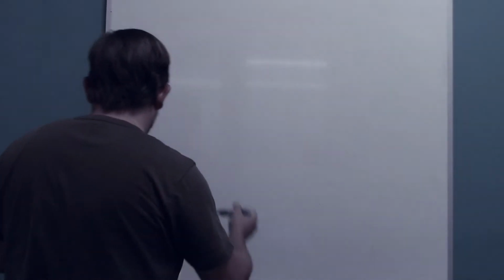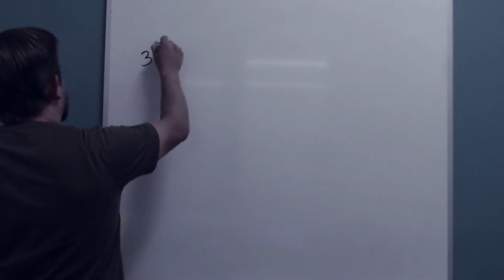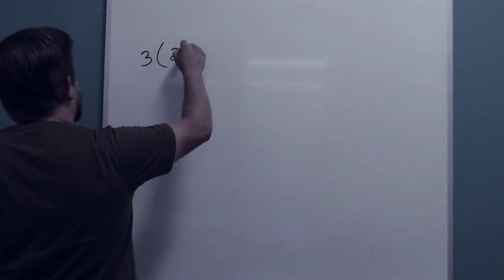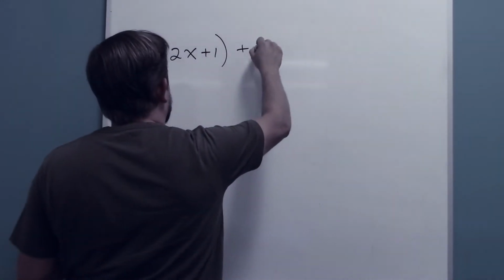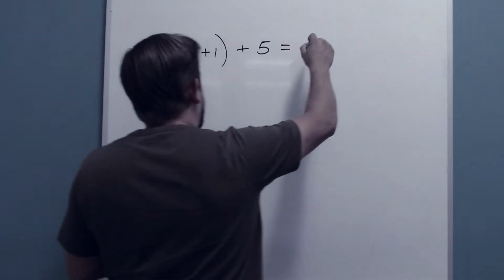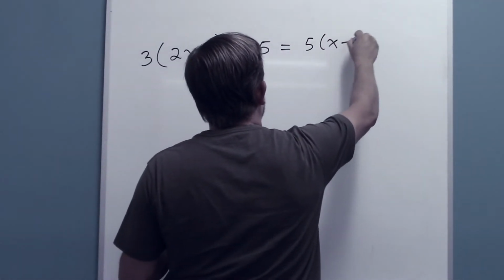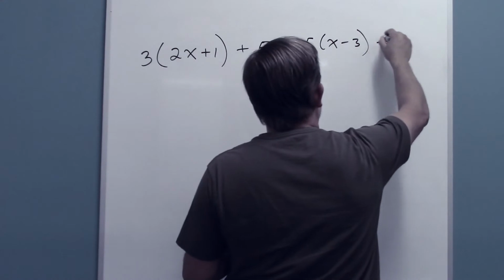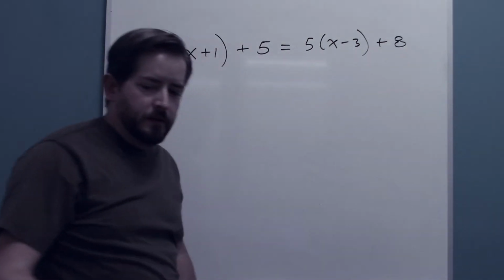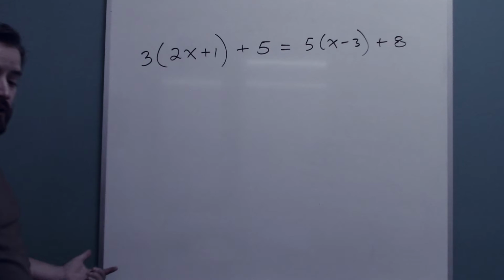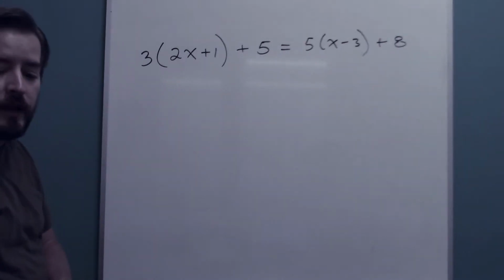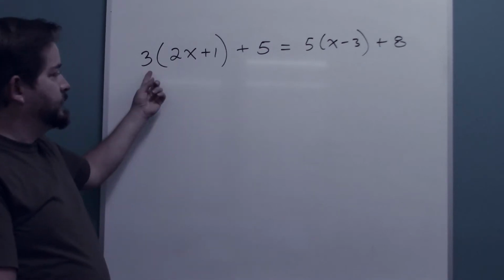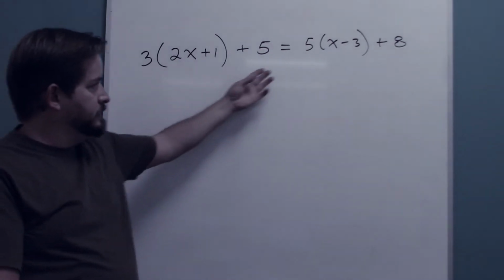Let's start here with, let's say, this guy. If I have 3 multiplied by 2x plus 1, plus 5, equals 5 times x minus 3 plus 8. Well, then the very first step was to multiply by the lowest common denominator. I don't have to do that because I have no fractions, right? The second step is to distribute, and I can do that here, and I can do that there.